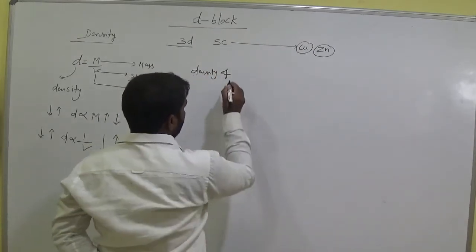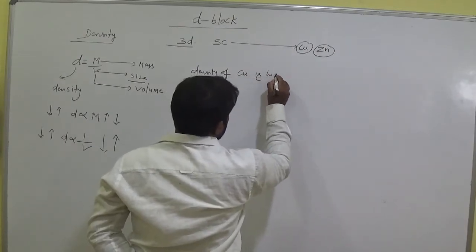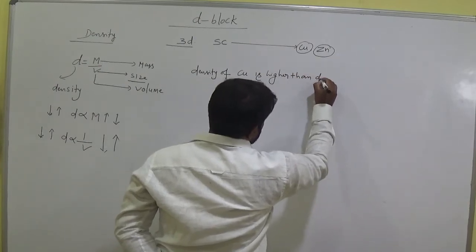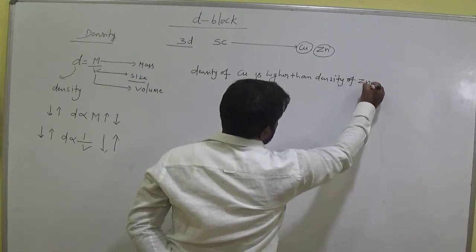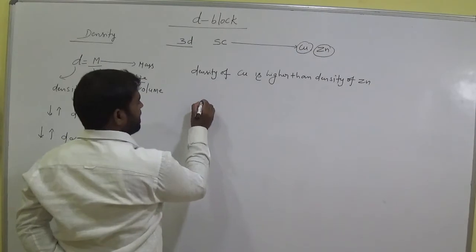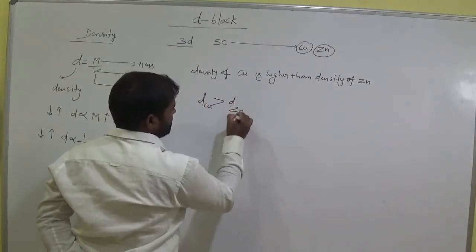So generally, the density of copper is higher than the density of zinc. That means the density of copper is greater than the density of zinc.